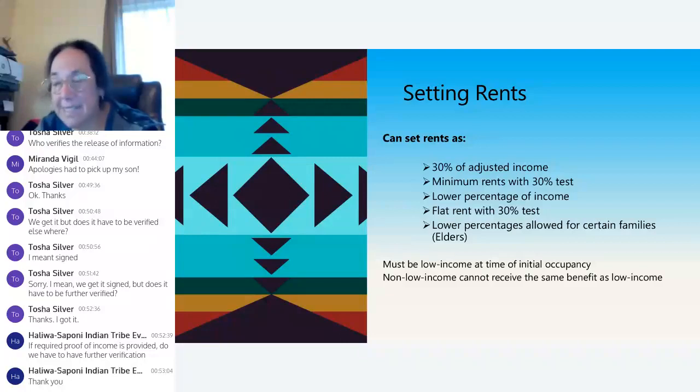So when it comes to setting that rent, you can set your rents at 30% of the adjusted income, minimum rents with a 30% test. You could allow for a lower percentage of income. You could do a flat rent, as long as you do the 30% test. Lower percentages allowed for certain families. That's your elders usually. Must be low income at the time of initial occupancy, unless they're essential, or you put them under the law enforcement provision. Non-low income cannot receive the same benefits as your low income tenants, unless they're under one of those two provisions.